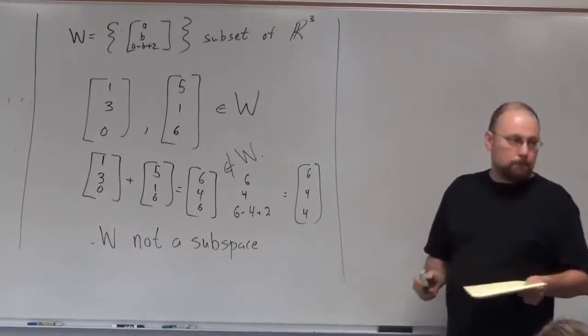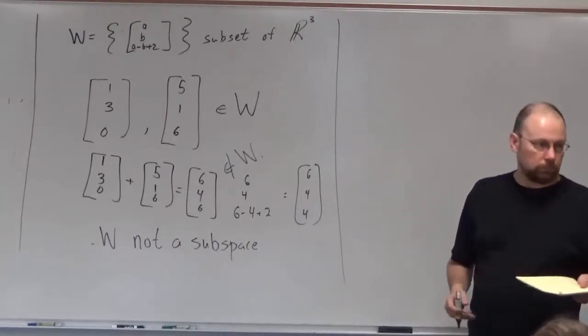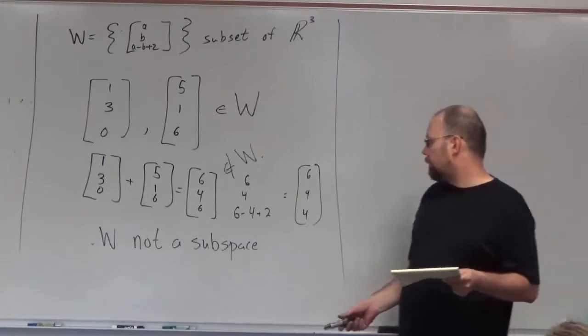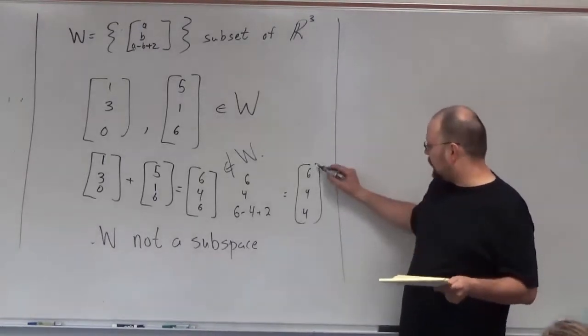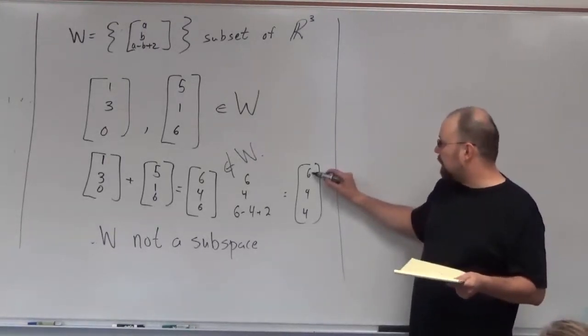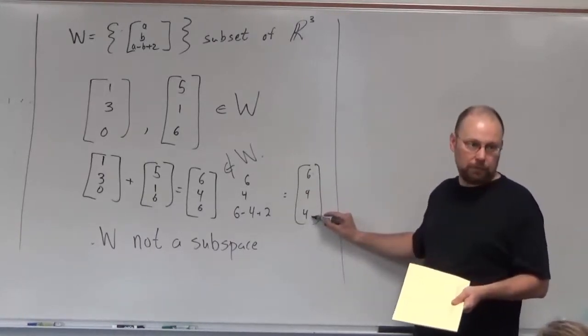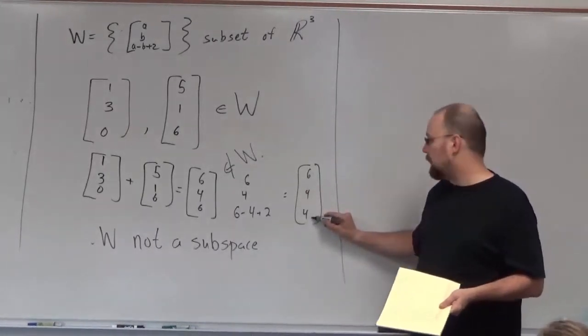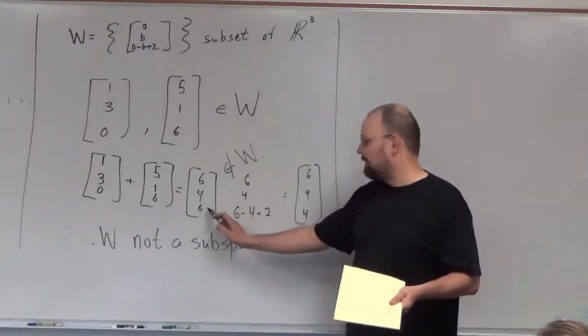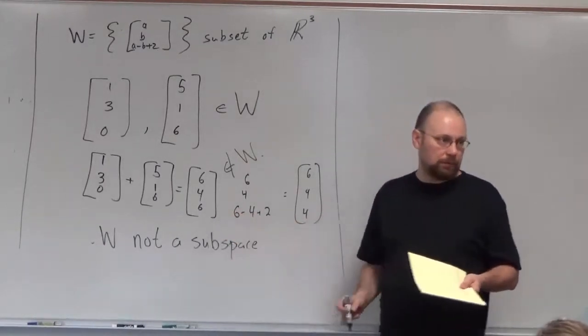So because 1 is 646 and 1 is 644 are not. Right, so this is in W, right? If this is A and this is B, the third component has to be 4. Yeah, it has to be A minus B plus 2. So this cannot be in W. It doesn't qualify.